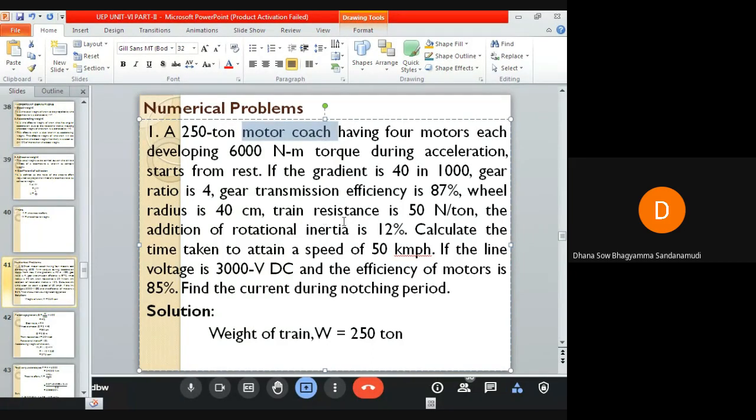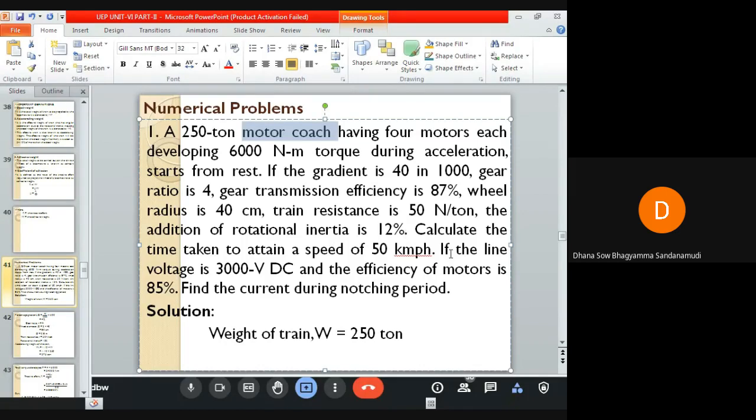It has four motors, and the torque developed by each motor is 6000 Newton meter, and gradient is given, that is 40 in 1000, gear ratio is 4, transmission efficiency is 87%, wheel radius is 40 centimeter. You can convert this radius into diameter, and convert the centimeters into meters. Train resistance is given, that is 50 Newton per ton, and rotational inertia is given, that is 12%.